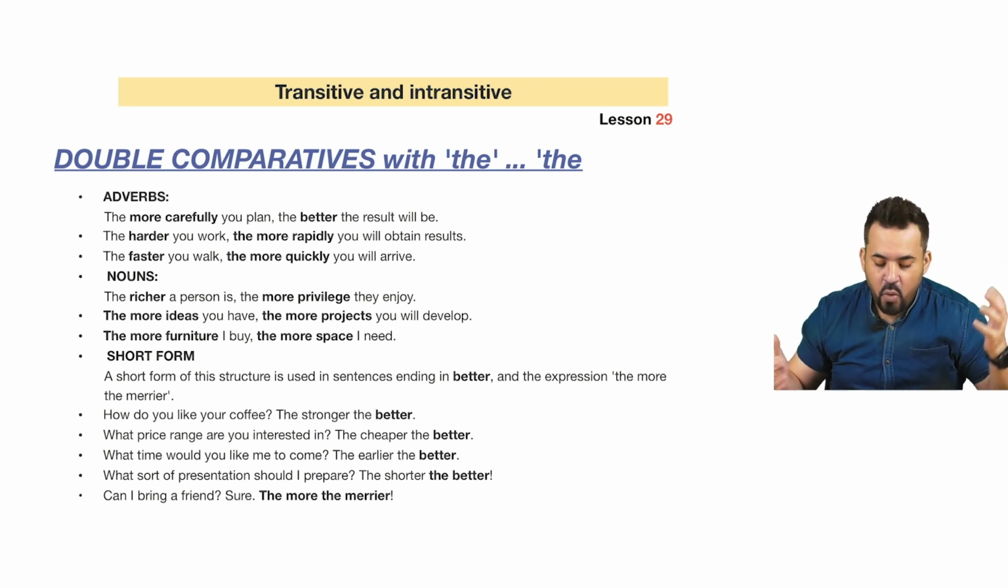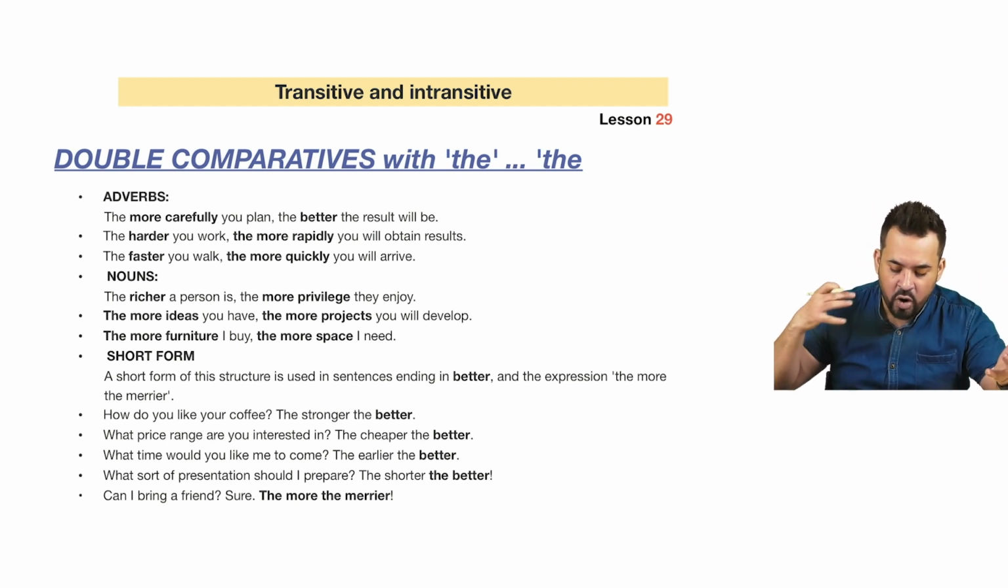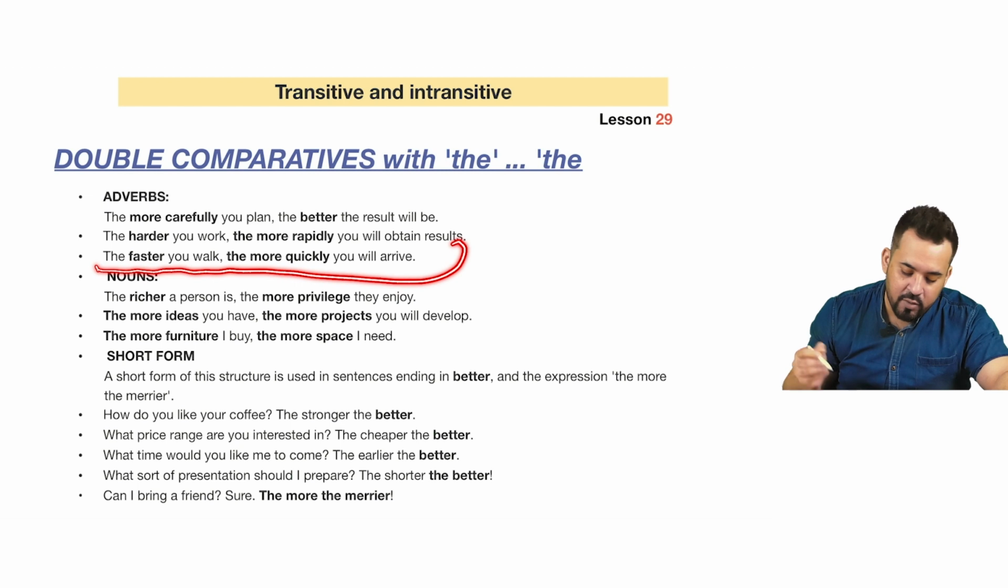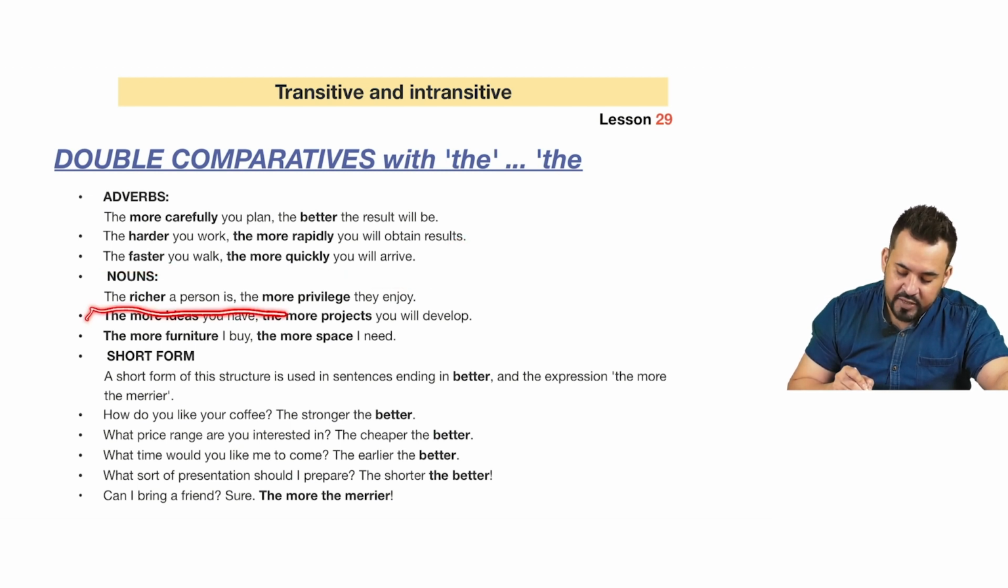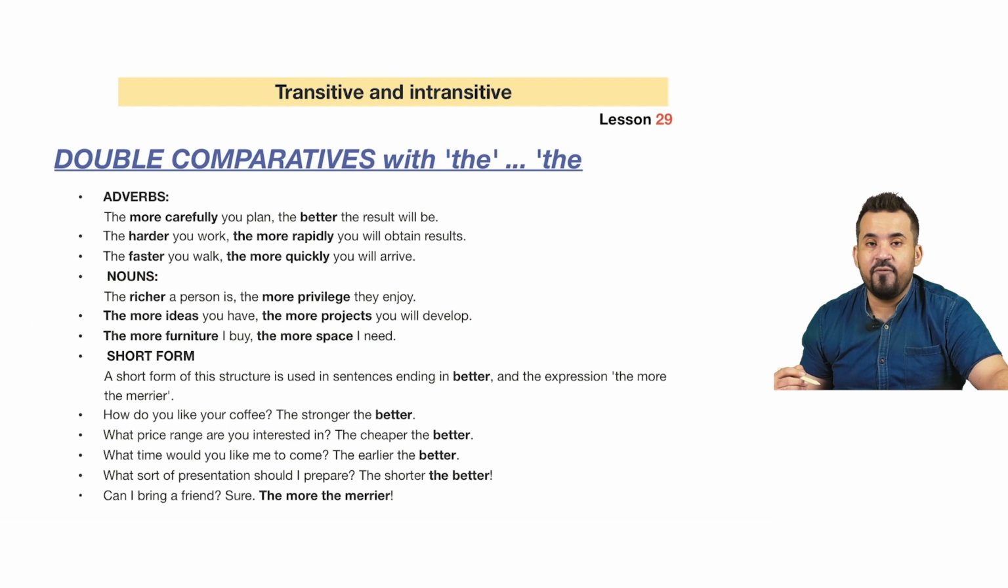So we can say the more carefully you plan, the better the results will be. The harder you work, the more rapidly you'll grow, or the more rapidly you'll obtain results. The faster you walk, the more quickly you'll arrive. The richer a person is, the more privilege they enjoy. The more ideas you have, the more projects you will develop.